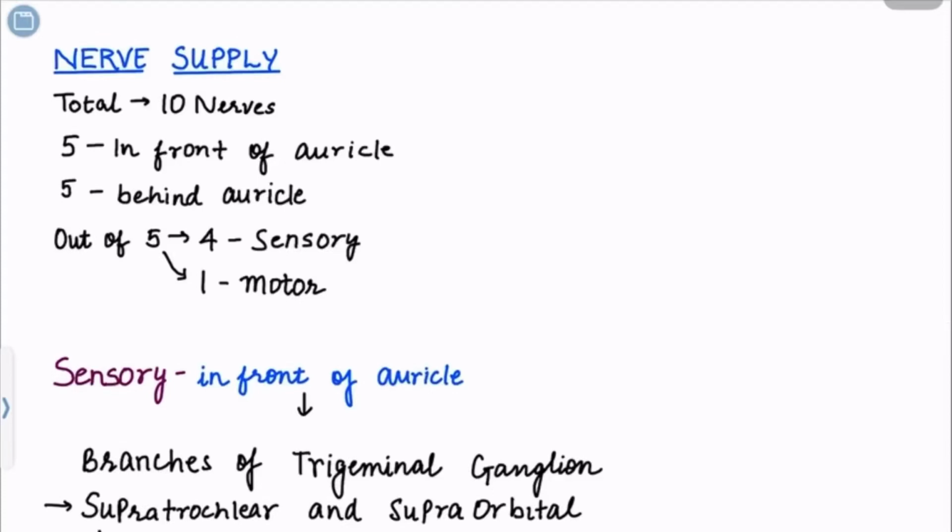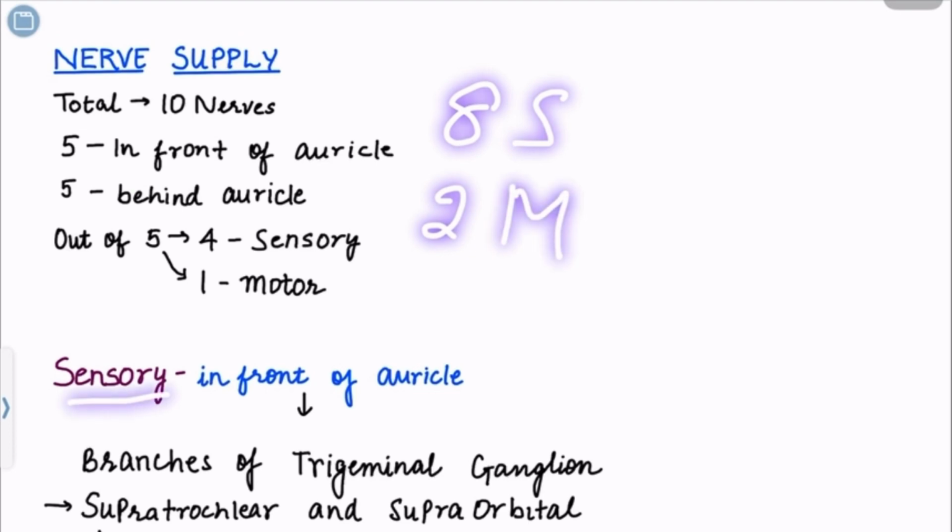Hello everyone. Let's see the nerve supply of scalp. So total there are 10 nerves. 5 are in front of auricle and 5 are behind the auricle. Out of these 5, 4 are sensory and 1 is motor. So out of total 10 nerves, 8 are sensory and 2 are motor.